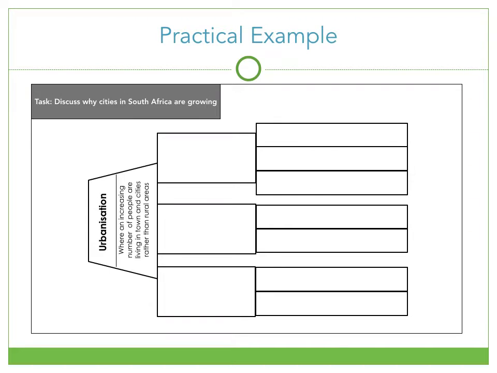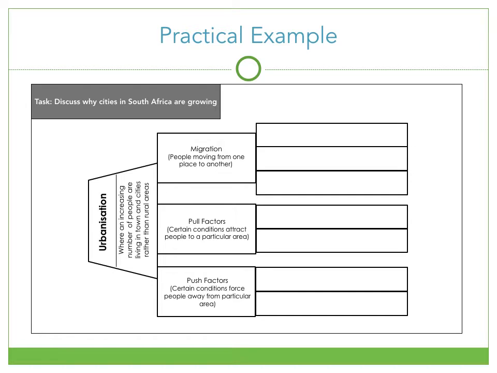So let's look at an example together. Let's look at urbanisation. So the task given to the learners is: discuss why cities in South Africa are growing. So the main or key topic will be urbanisation. And then the fact or description underneath is where an increasing number of people are living in town and cities rather than rural areas. So this is the element of urbanisation that the learners will be discussing.